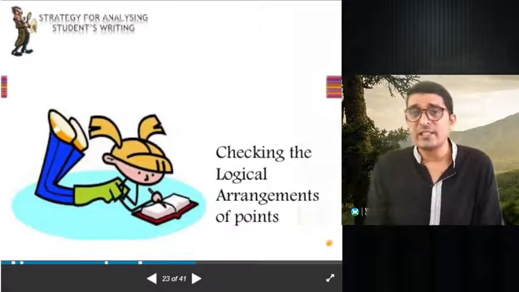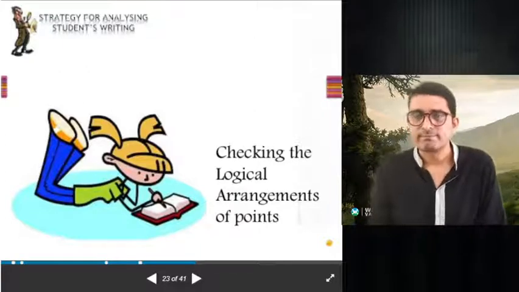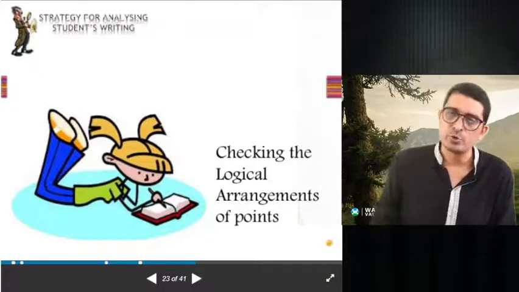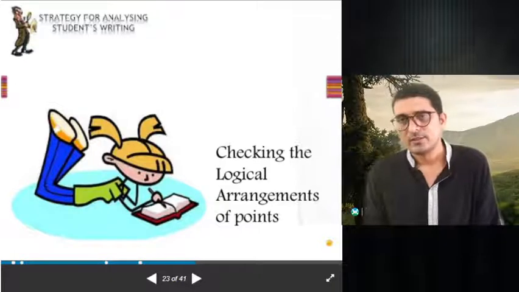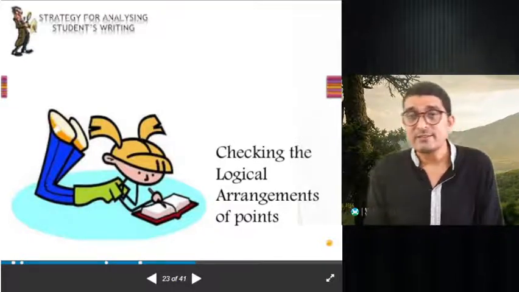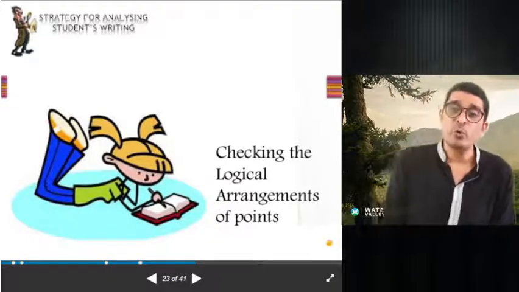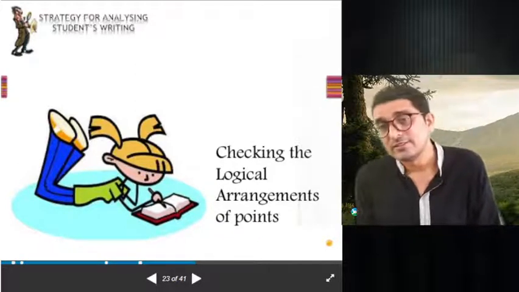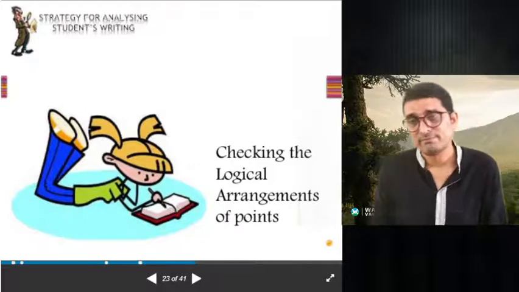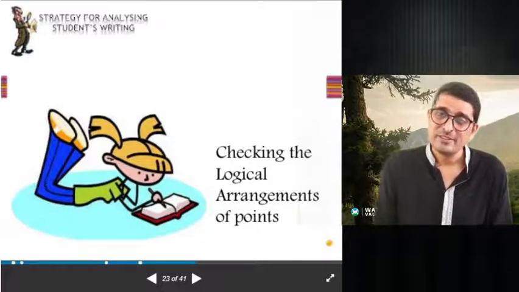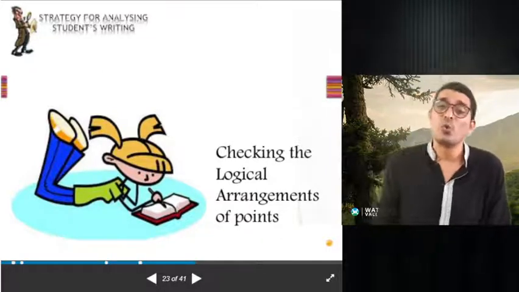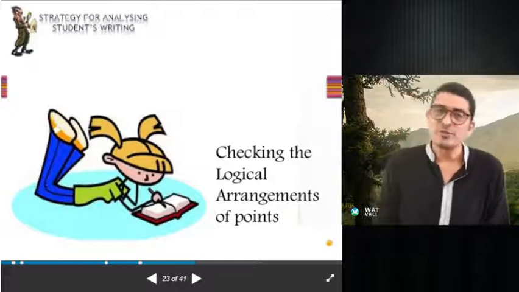Then checking the logical arrangement of points. When you write an article, there should be a logical arrangement of points. Some points should come first, some other points should come later. And some people write articles by giving points which should come later at the very beginning of the article. It should not be there. You should check whether there is a systematic, logical arrangement of points.